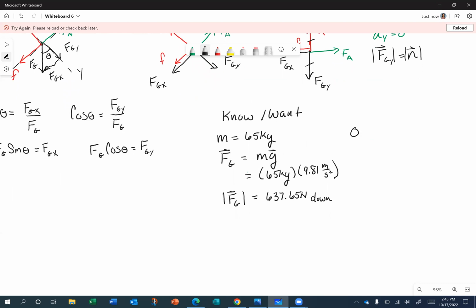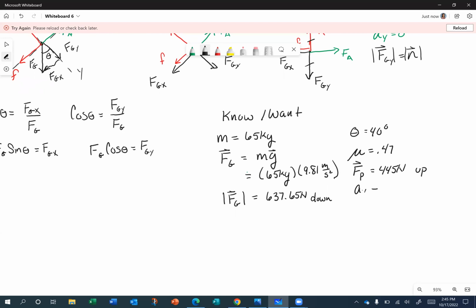We're told the angle of incline is 40 degrees. The coefficient of friction between the surface and the box is 0.47. Remember, that's dimensionless. That is just a number for the surface. And the mover is pushing on the box with a force equal to 445 newtons up the ramp.